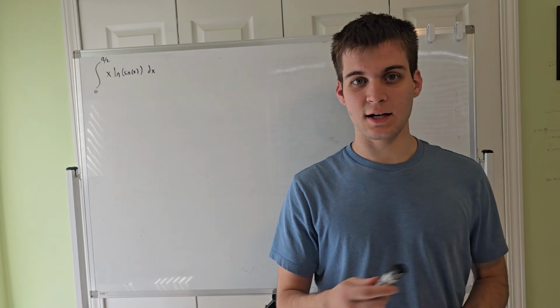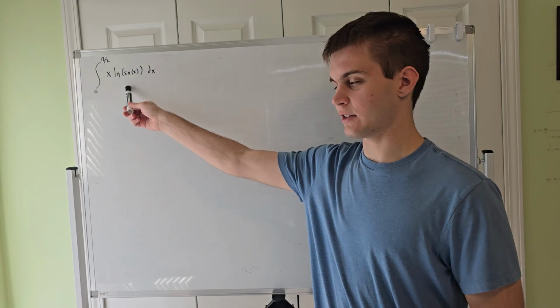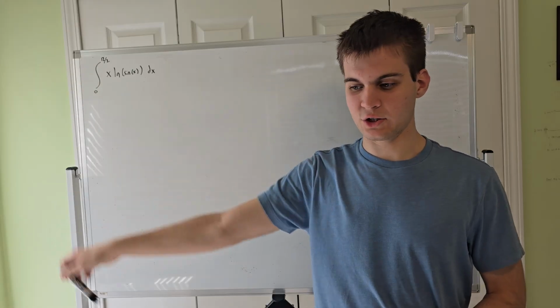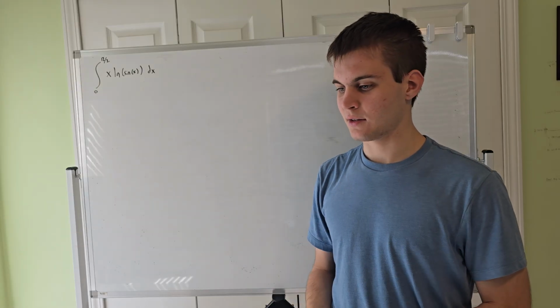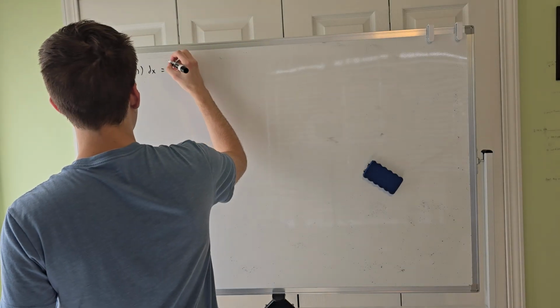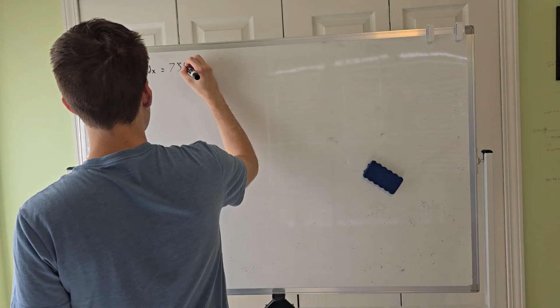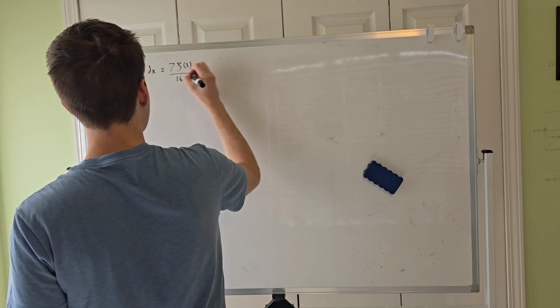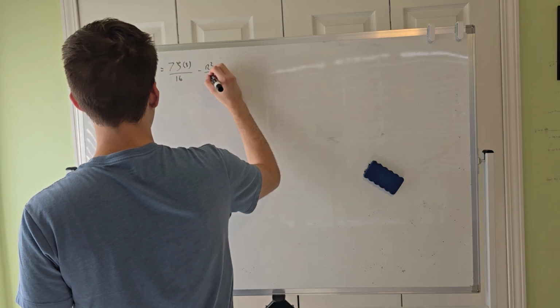So those of you dedicated Scrumptious Jimmy fans will recognize this integral as one that I've already solved on this channel like a long time ago. So I will just tell you that this equals 7 zeta 3 over 16 minus pi squared over 8 ln 2.